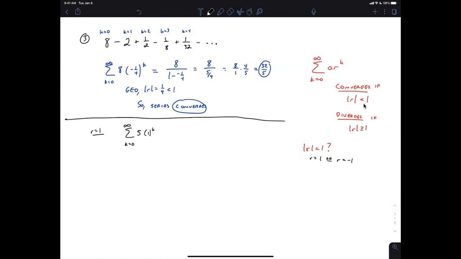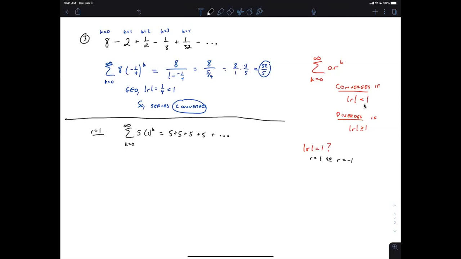So a would be whatever a is, and then r is 1. Well, that's the series 5 plus 5 plus 5 plus 5 forever. What do you think that does? Diverges. That diverges, because if I add an infinite number of 5s, then I should get infinity. Does that make sense to everybody?